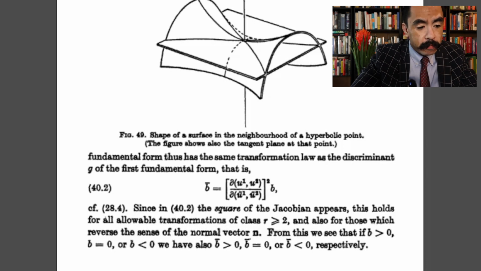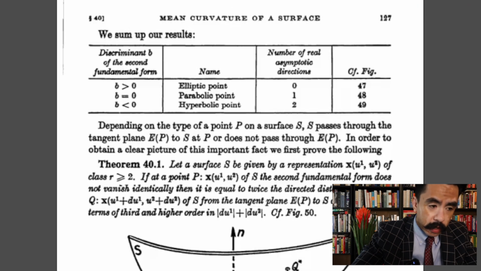From this we see that if b is greater than 0, b is equal to 0, or b is less than 0, we have also that b-bar is greater than 0, b-bar is equal to 0, or b-bar is less than 0, respectively. These results can be summed up in a table where the elliptic point, parabolic point, and hyperbolic point are separated out in terms of their discriminant b of the second fundamental form, the number of real asymptotic directions they have, and which figure they are exemplified in.